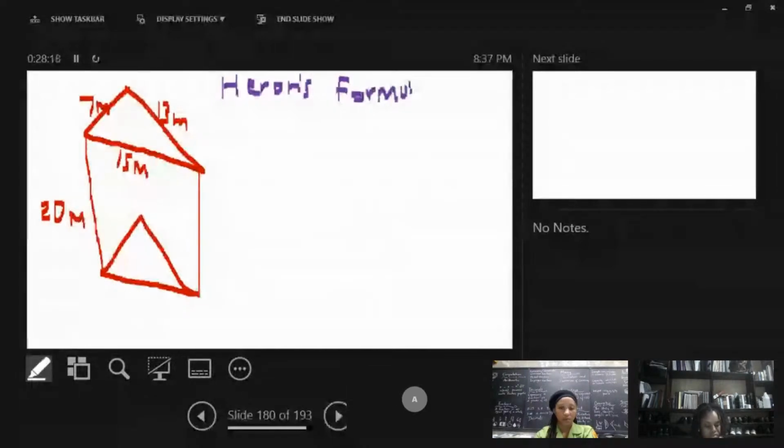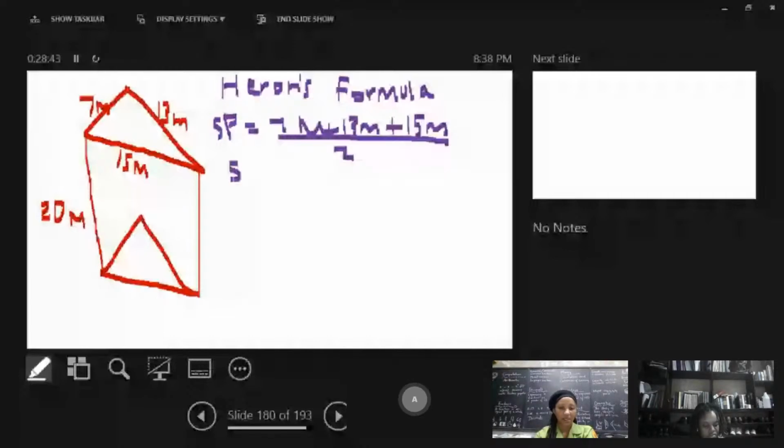All right, so the perimeter first would be 7 plus 13 plus 13 plus 15. So the semi-perimeter would be to divide that by 2, right? Miss, so that would be 35 divided by 2, which is 17.5. All right, so that's the semi-perimeter.